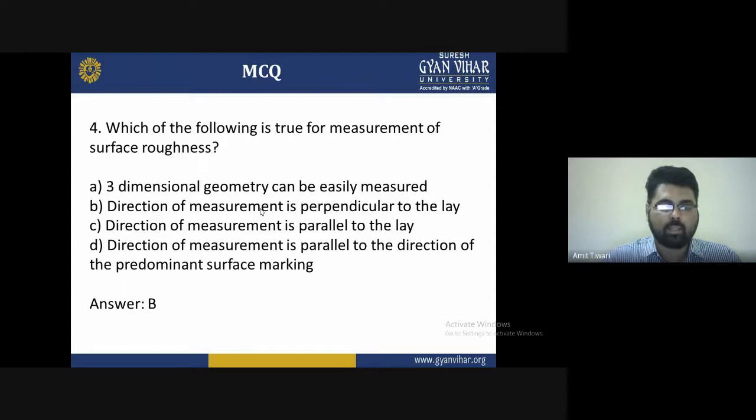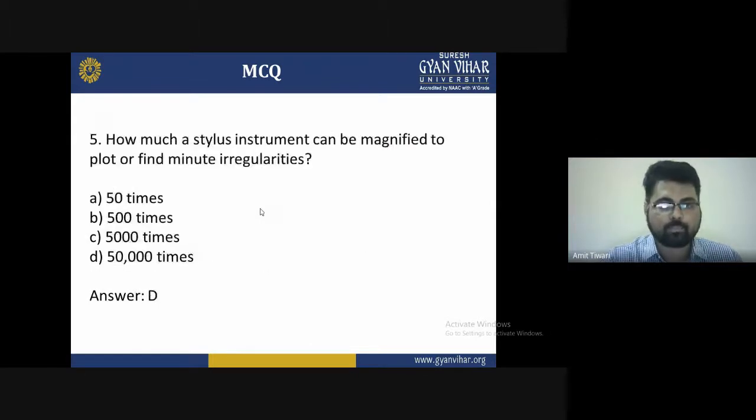Fourth: which of the following is true for the measurement of surface roughness? A, three-dimensional geometry can be easily measured. B, direction of measurement is perpendicular to the plane. C, direction of measurement is parallel to the lay. D, direction of measurement is parallel to the direction of the predominant surface marking. The correct answer for this is B, direction of measurement is perpendicular to the lay.